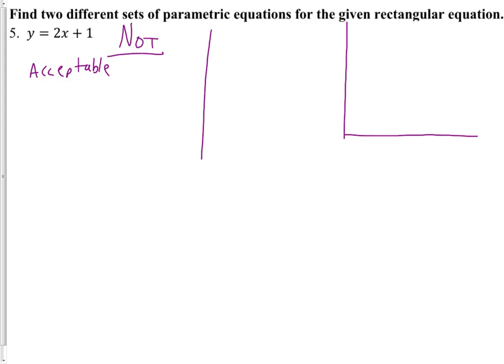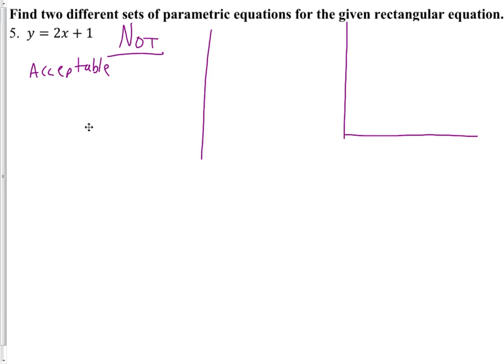Now the next type of questions were ones that some may have already tried to finish, however, very particular. We need to find two different sets of parametric equations for the given rectangular equation. Now, we're going to have x equals some function of t and y equals some function of t as well, such that when we put them together, we get y = 2x + 1. Now, this is actually a pretty simple thing. However, plenty of people are wondering how they can get out of doing this. And what is not acceptable? Yes, I need to tell you what is not acceptable first.